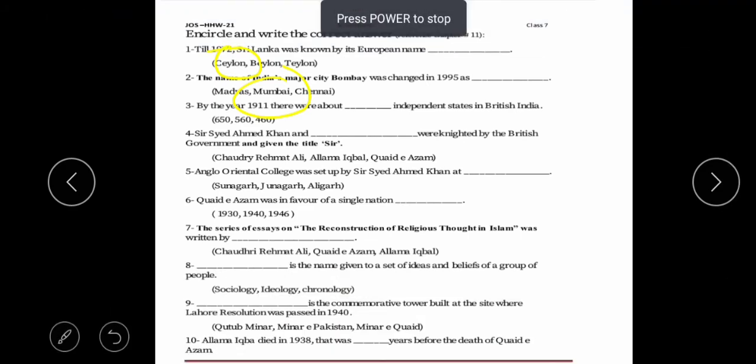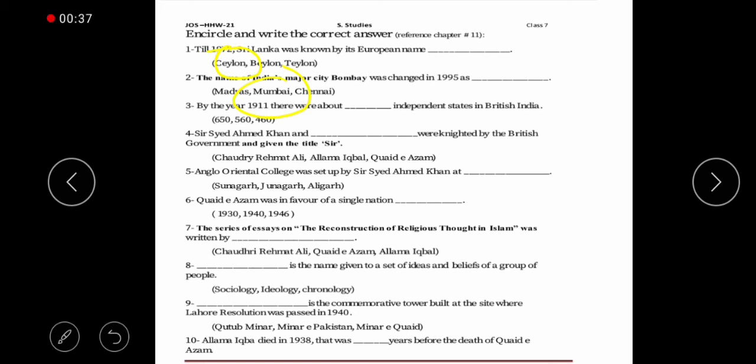Then come to the 8th number. Dash is a name given to a set of ideas and beliefs of a group of people. The 3 options are sociology, ideology, and chronology. Ideology is basically the outlook, a name given to a set of ideas. Sociology is a subject, a social studies type of subject related to society. And chronology is basically a sequence of events, like this happened in 1991, this in 92, this in 93. The sequence of events is called chronology.